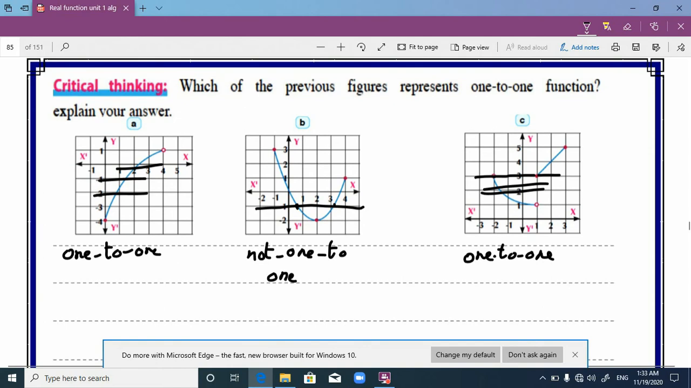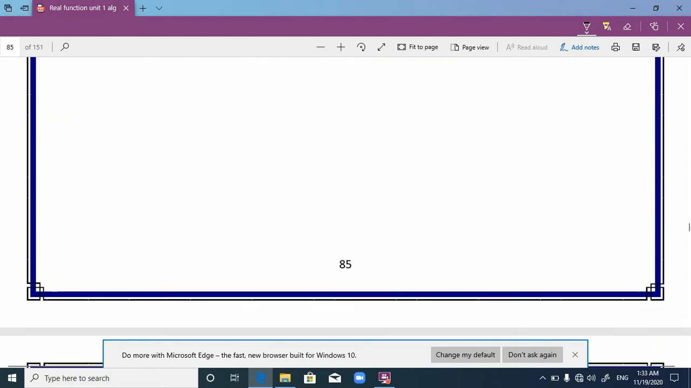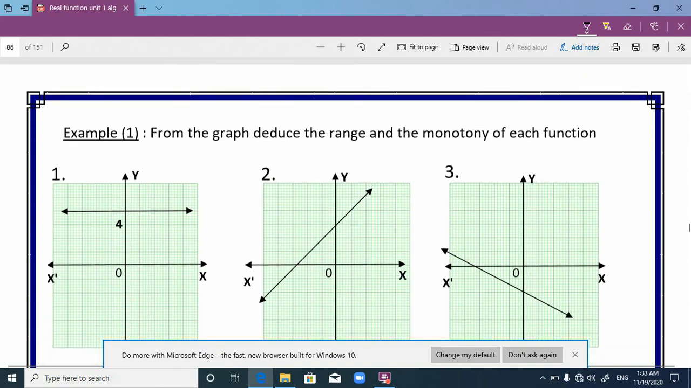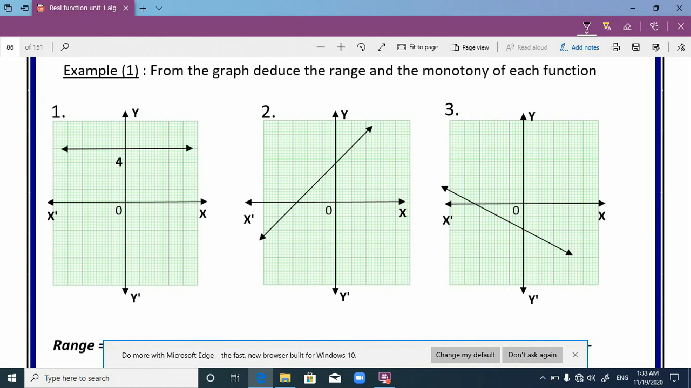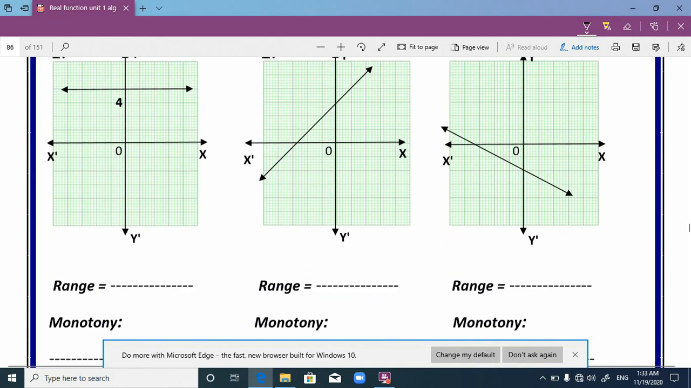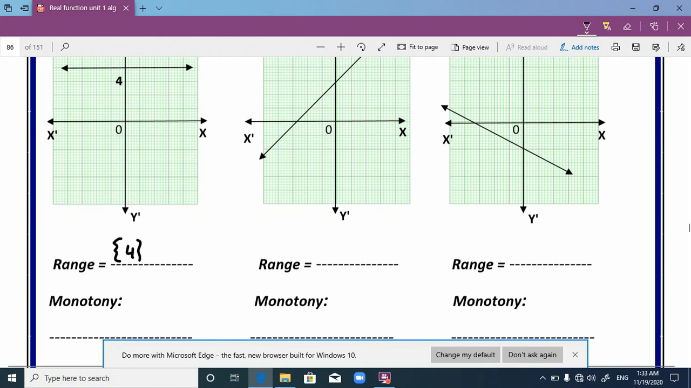Okay. Let's see another example. From the graph, deduce the range and the monotony of each function. Number 1. For this function, the range from the y-axis is a set of one value. And for monotony, here f is constant.